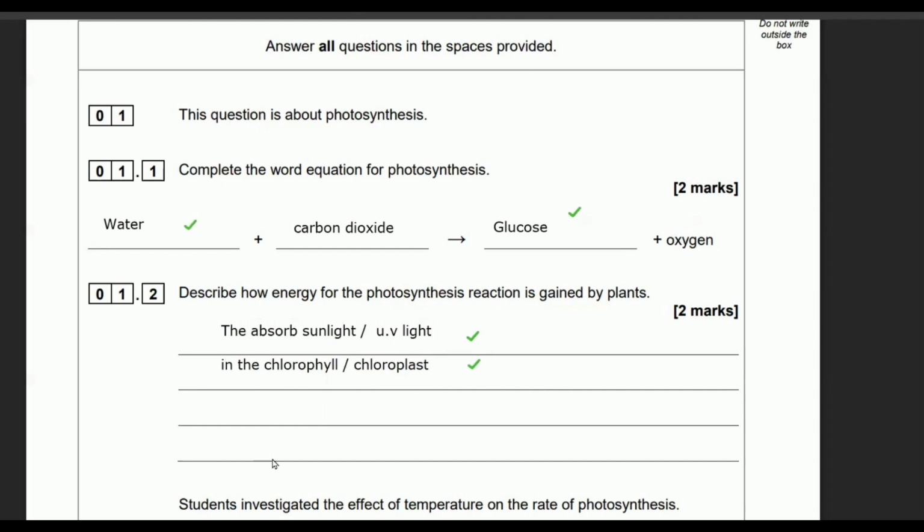So there we go. First 4 marks on the board out of the 100. All right, let's move on quickly. We've got lots of revision to do.